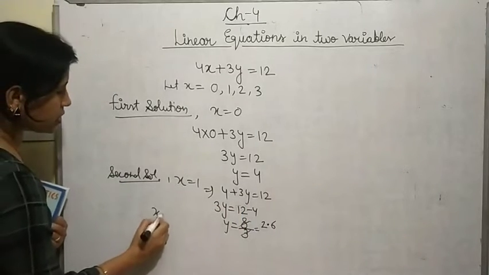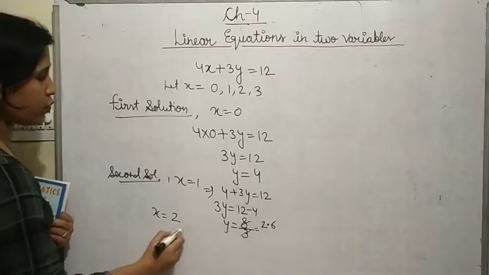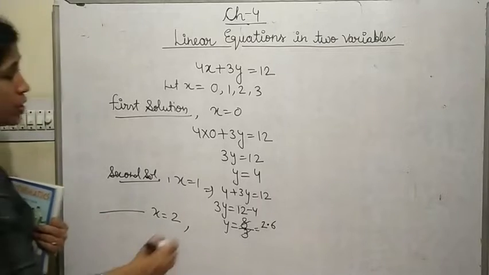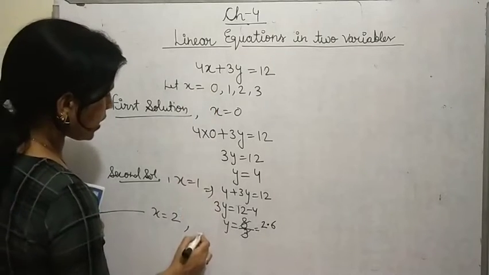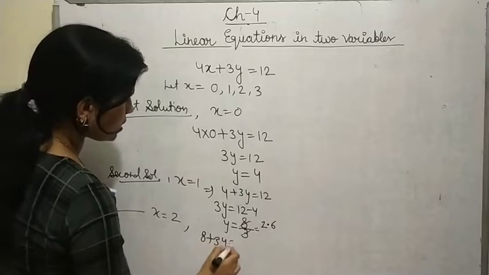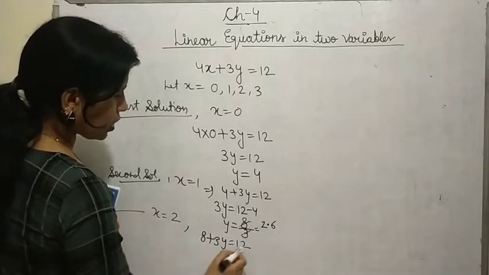Then you will find x equals 2. Then you put the value, and we will write it properly. Then it will be 4 twos are 8 plus 3y equals 12. So what will it be then?